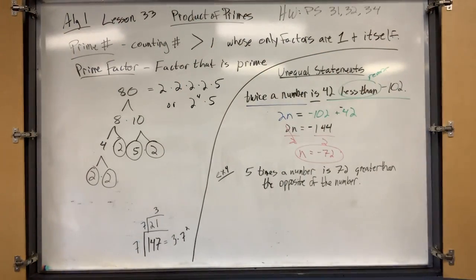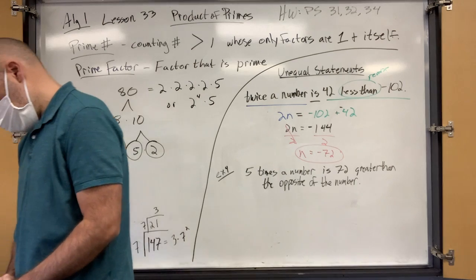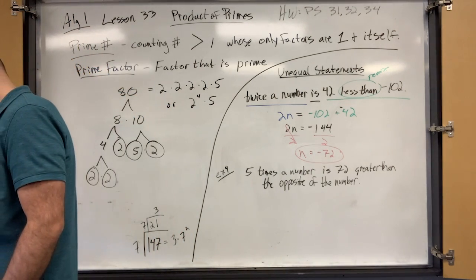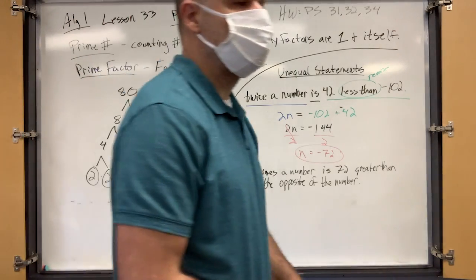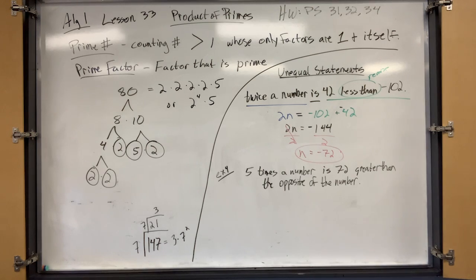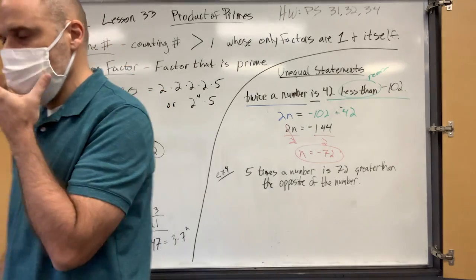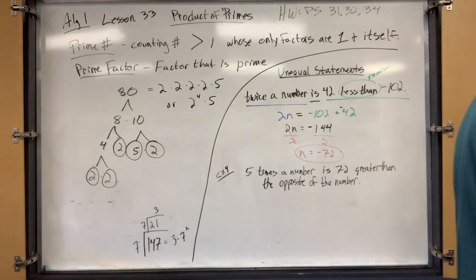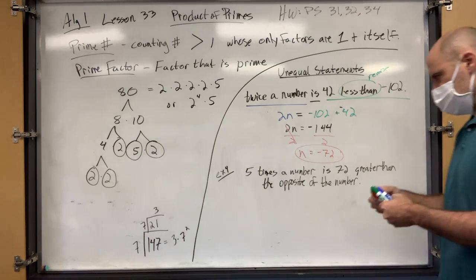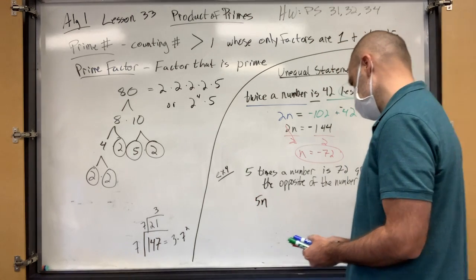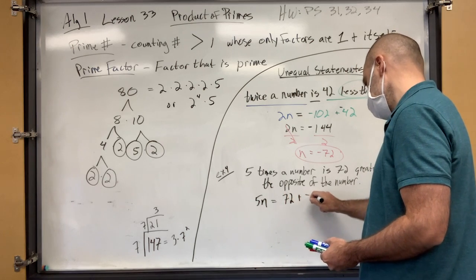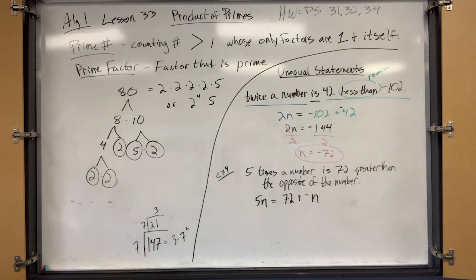Did you get an answer? All right, hold on to that. Give people a minute or two more. Five times a number is 72 greater than the opposite of the number. So what equation did you start with? What translation did you get, Ryona? I got 5n equals 72 plus the opposite of n. Nice. So yeah, make sure you're just consistent with the letter n or x, it doesn't matter. Nice. 72 greater than the opposite of the number.